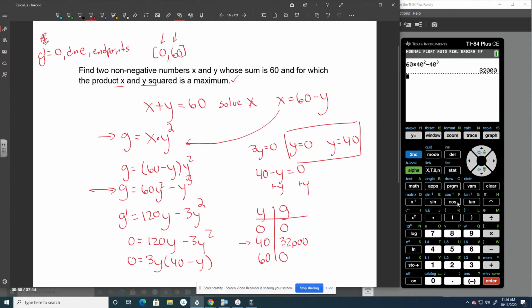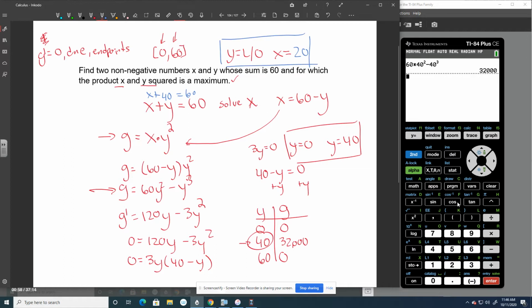It says find two non-negative numbers, x and y. Well, I know my y value. If y is 40, then what is x? So if y is 40, I just go all the way back up here. If y is 40, what's my x value? Well, they add up to 60, so that means x is 20. So those would be my two values.